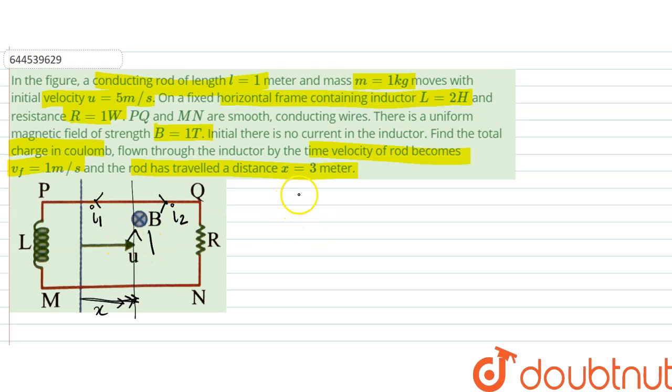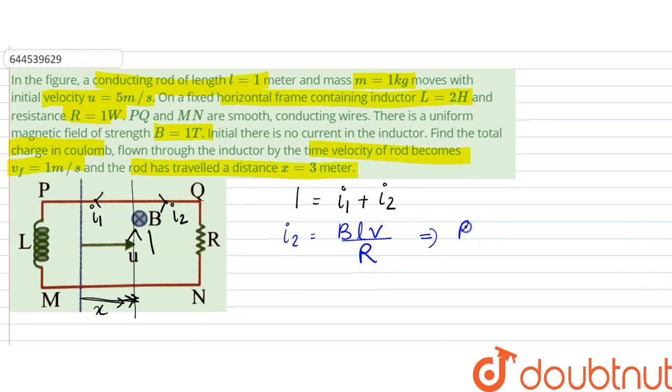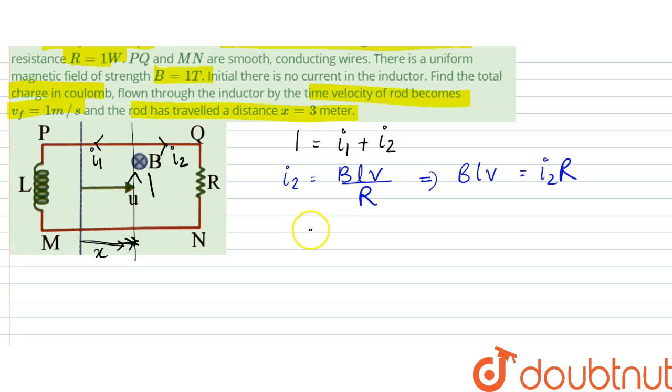So we can say that applying Kirchhoff's current rule, I would be equal to I1 plus I2. So from here what we can say is that I2 would be equal to BLV by R, so BLV would be equal to I2 into R. That would be the EMF. So the EMF generated would be equal to the induced emf, that is L dI1 by dt.